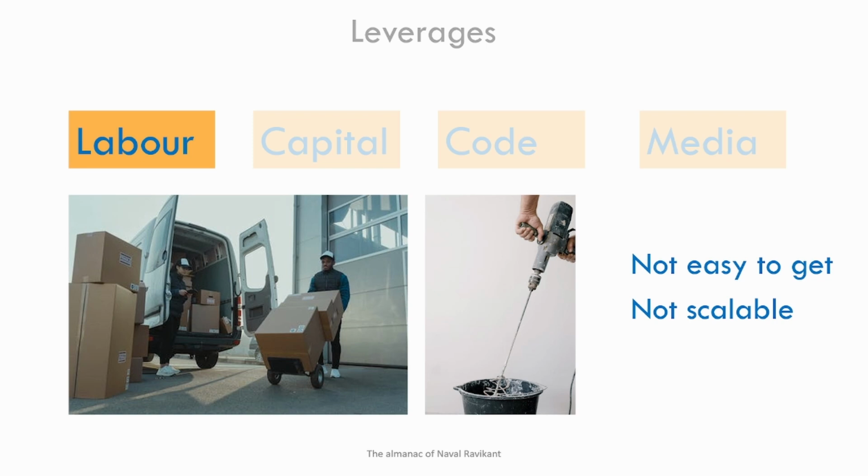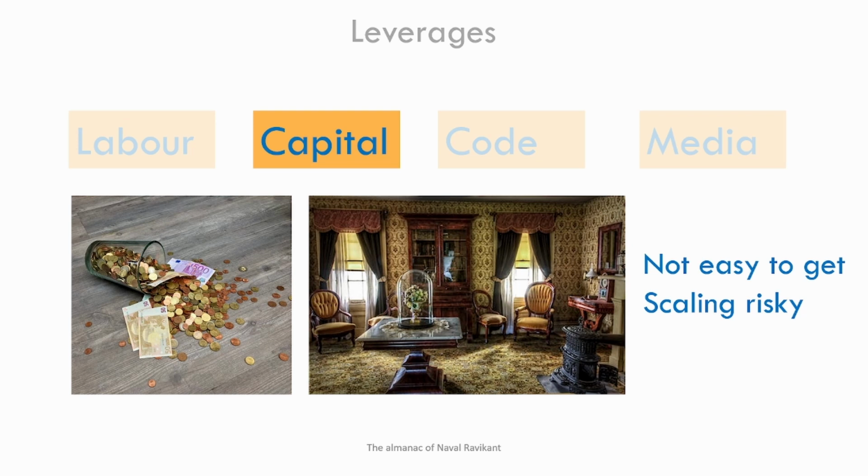And come to think of it, the types of humans you may generally have as labor force may be very difficult ones. The next leverage is capital. Except you are super rich, this is out of the question too. However, let us say you have it. It is very risky to scale it up, especially if you are not savvy in finance.